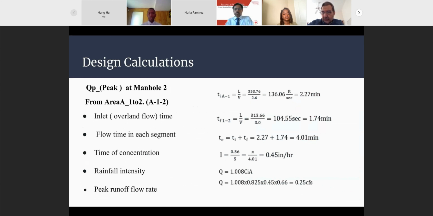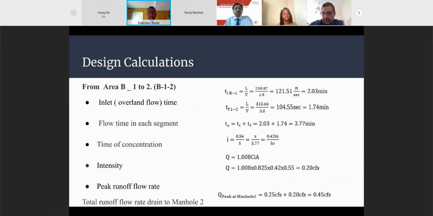Here is one sample calculation in the design calculation. In the manual calculation, there are two contributing areas, named area A and area B. For area A, we go through all the 8 steps: inlet calculation, flow times, time of concentration, and calculation of rain intensity. Finally, we get the peak runoff flow rate. Next slide, please.